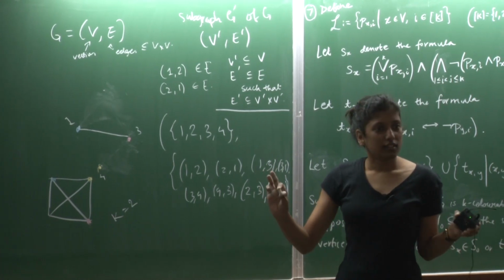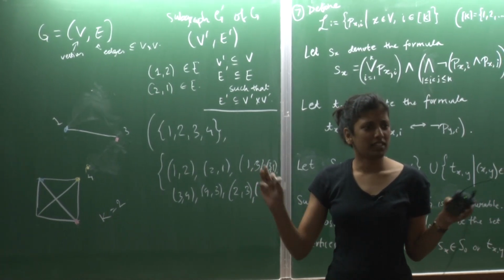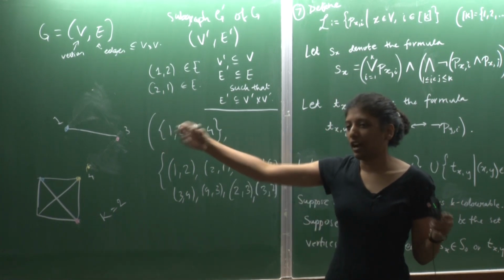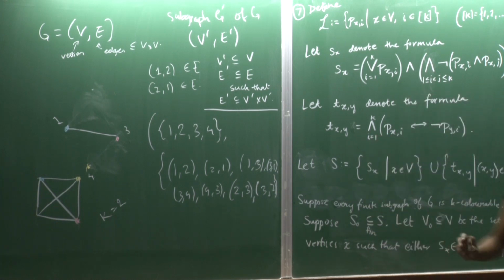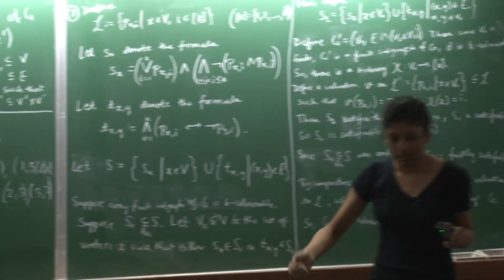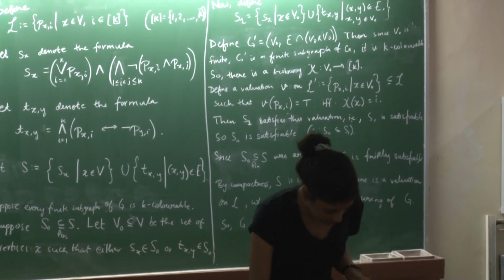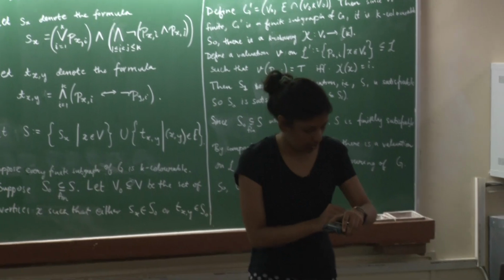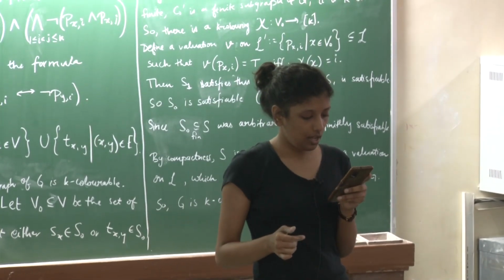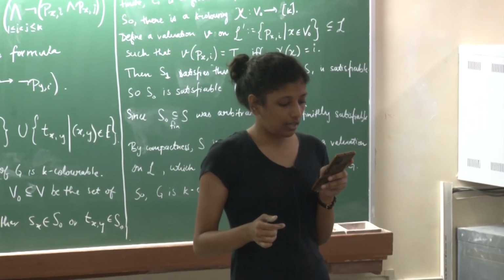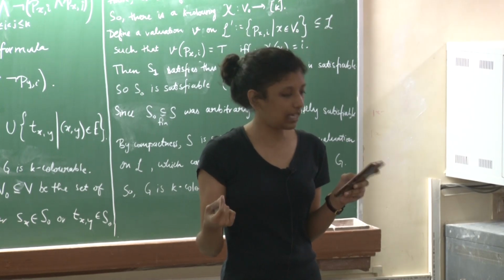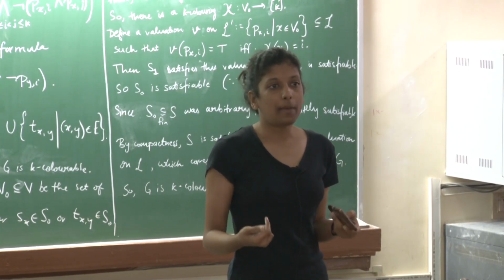Any questions about what a graph is, what a subgraph is? You will probably be encountering graphs a lot in your stay at IIT and later. So this was a short introduction. Now we can dive into the question. So the question asks you to show that a graph is k colorable if and only if every finite subgraph is k colorable. And you have to show this using compactness.